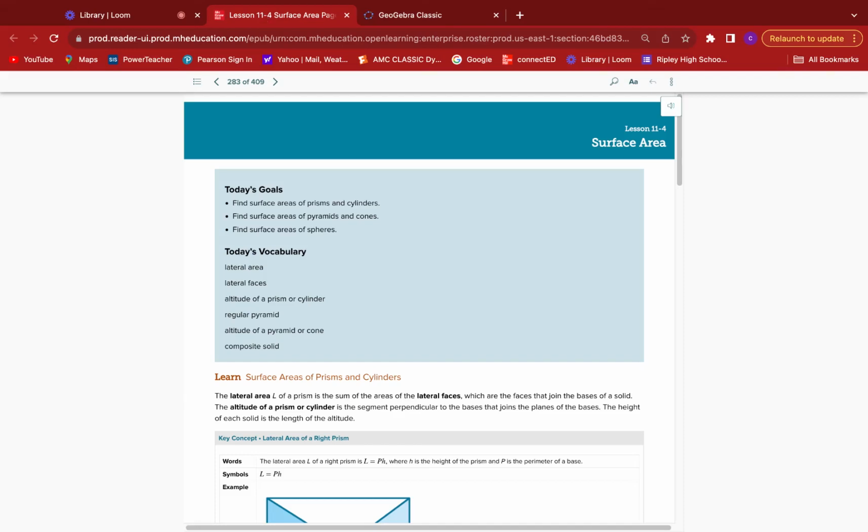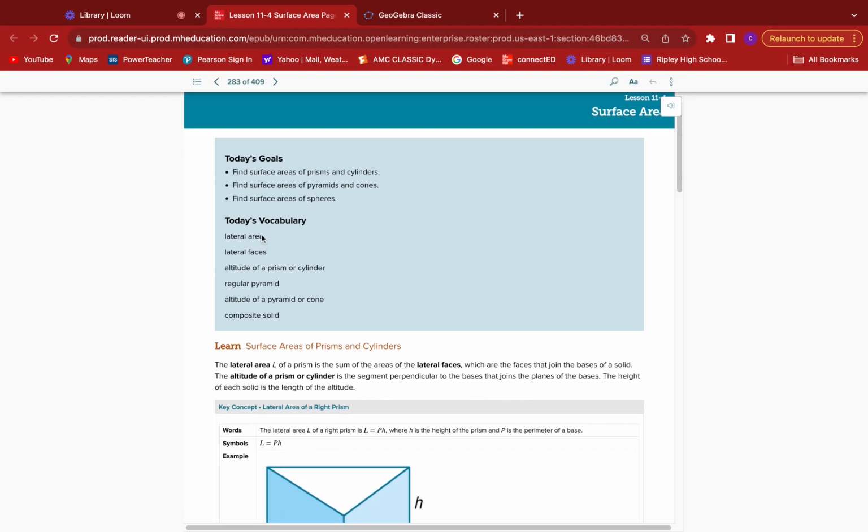Hey everybody, we are in 11.4 of your Tennessee Revealed Geometry, and this is surface area. Surface area is the area of all of the sides of a figure, all put together. With that being said, you've got lateral area, which does not include the base. Your lateral faces, for a prism, are all of the sides that make it three-dimensional.